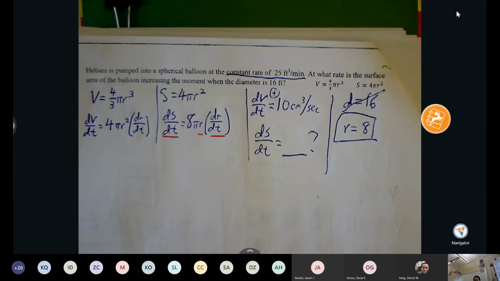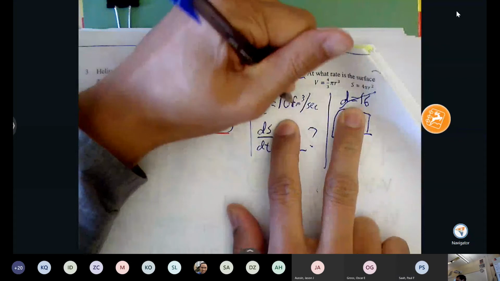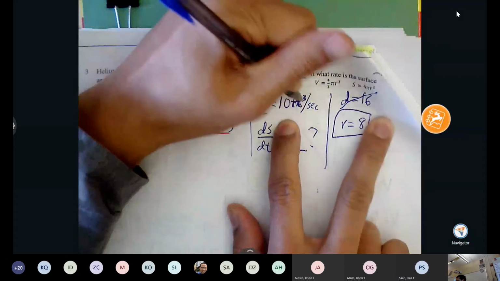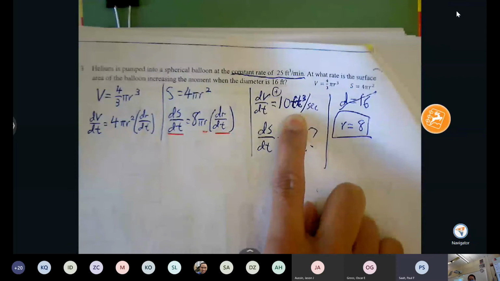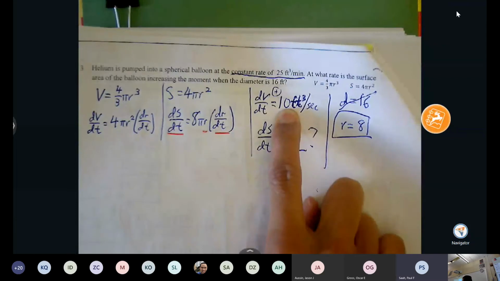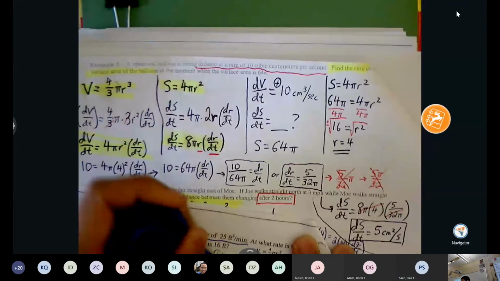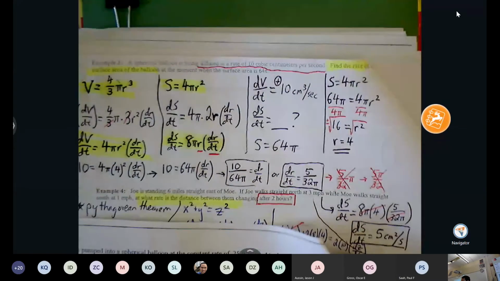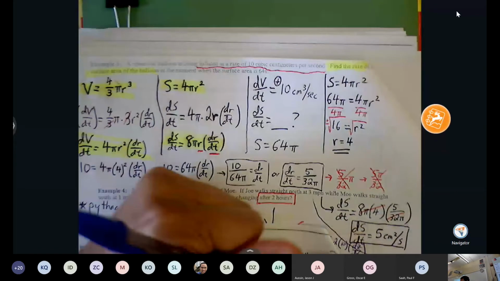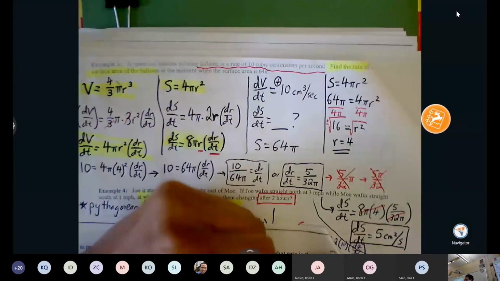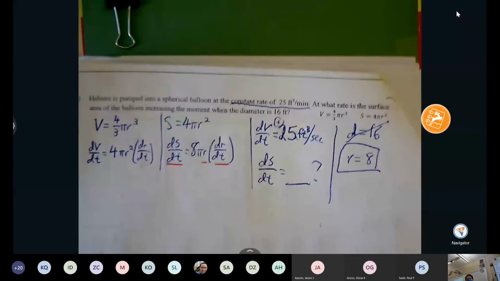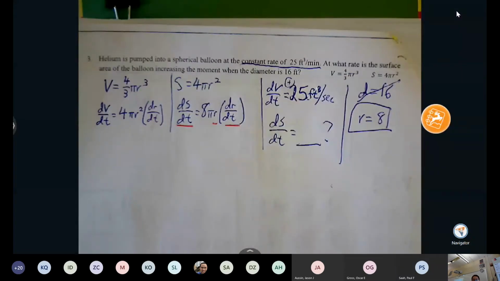Wait, Mr. Yang, for dV/dt, why are we using the 10 cubic centimeters per second instead of cubic feet per minute? Oh, sorry, that's my mistake. It's cubic feet. Thank you. So we should use the 25 then, or just use the 10? Oh, 10. Where did I get that 10? I was looking at the previous problem. My bad. 25. Sorry, didn't mean to throw you guys off. You're fine.